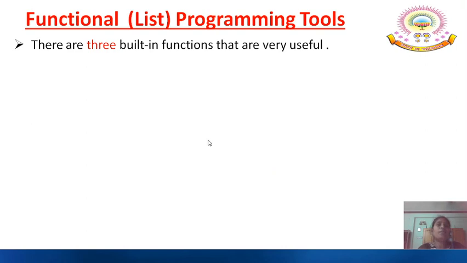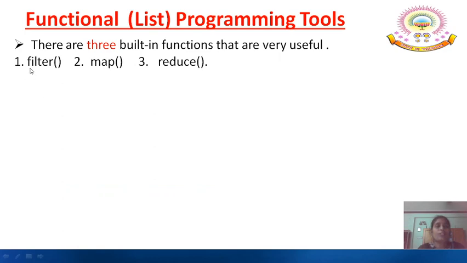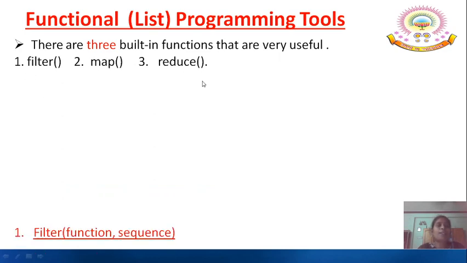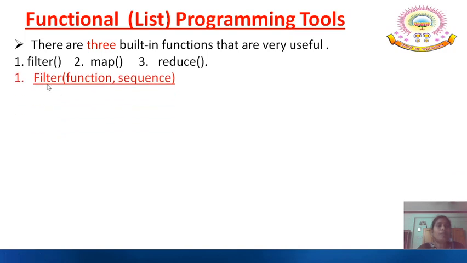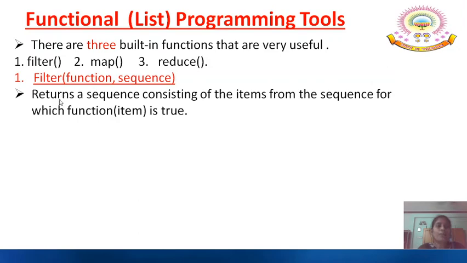Now there are three built-in functions which are very useful in list programming. Those three functions are filter, map and reduce. Now let us see what they are. The function filter(function, sequence) returns a sequence consisting of the items from the sequence for which the function is true.